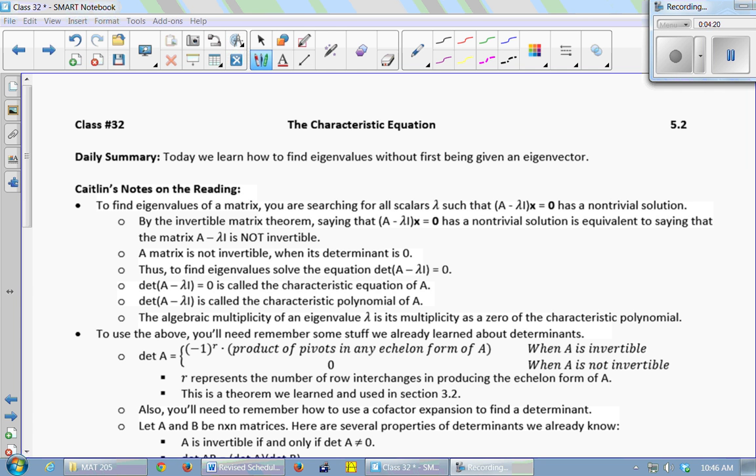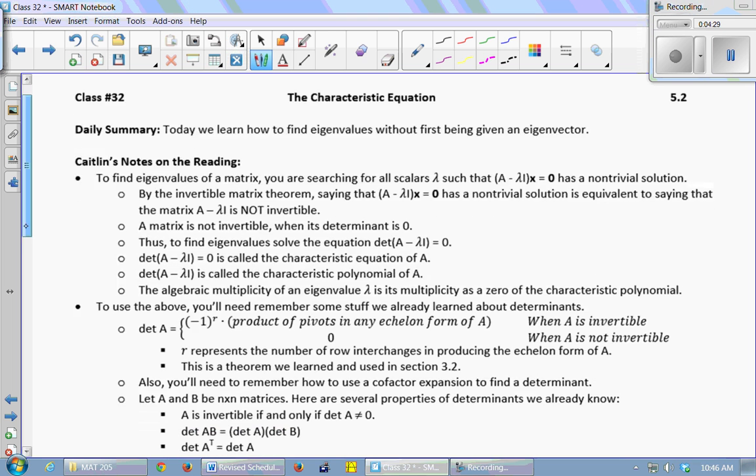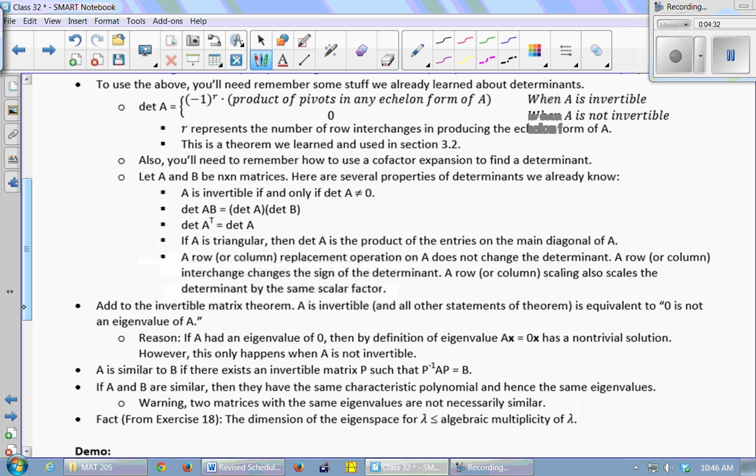Okay, so to use all of this stuff, the characteristic equation, all has to do with determinants. It all rests on being able to find a determinant. And luckily, we learned how to do that in chapter 3. So to use all of that stuff about the characteristic polynomial, you need to remember some stuff about determinants. So the determinant of A, you can do by getting A into an echelon form and taking the product of pivots in any echelon form of A.